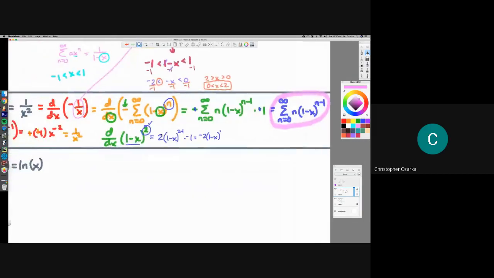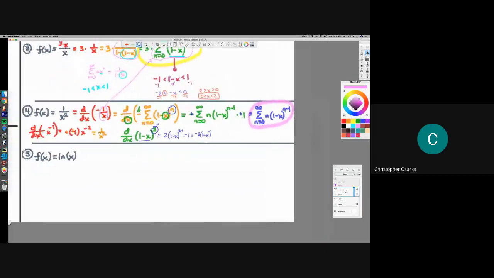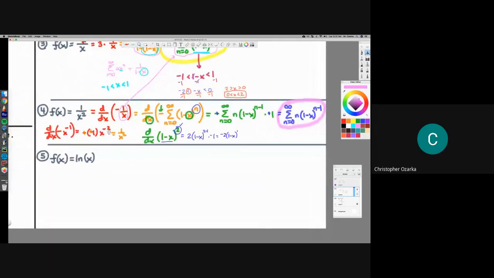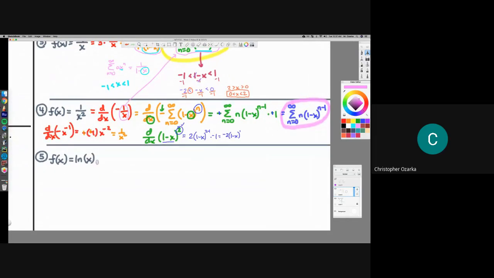So I'm doing the exact same thing I was doing, only this time I'm using the fact that there's a derivative that you can use here. The next one we have to use an antiderivative. That's why I'm showing you this derivative one first.